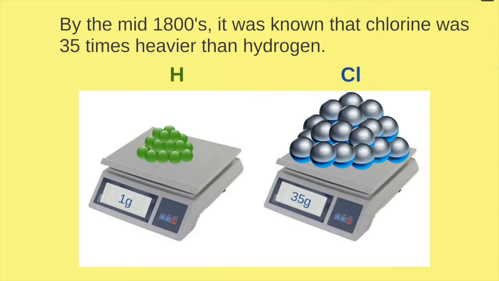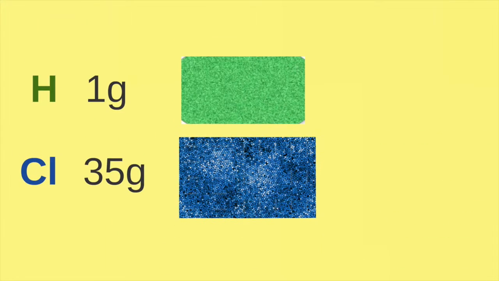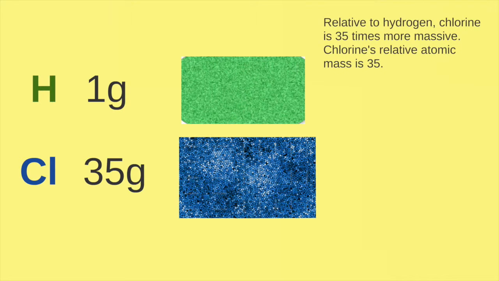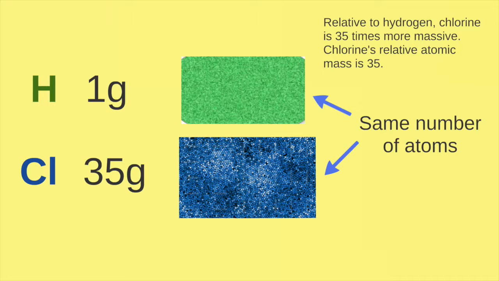Now, of course, there are way more atoms in a gram of hydrogen than shown here. In fact, I couldn't possibly show all the atoms in a gram of hydrogen. So we're going to use these rectangles to represent the atoms in a gram of hydrogen and in 35 grams of chlorine. Now we know that relative to hydrogen, chlorine is 35 times more massive. That's why we say that chlorine's relative atomic mass is 35. So again, 35 grams of chlorine is going to have the same number of atoms as 1 gram of hydrogen.